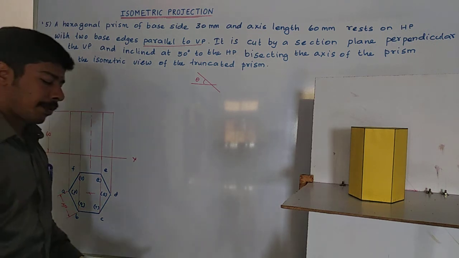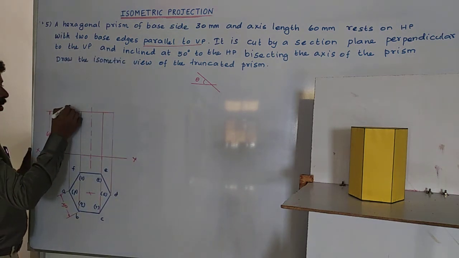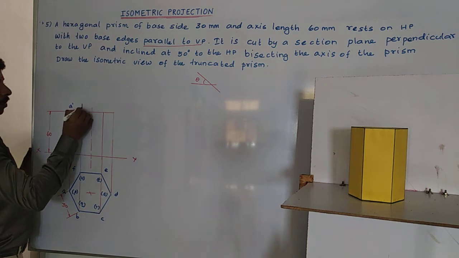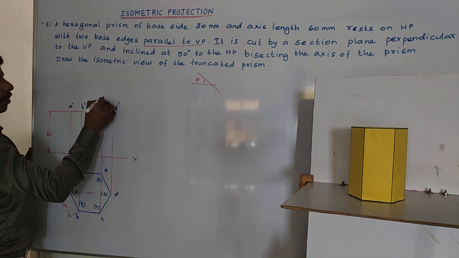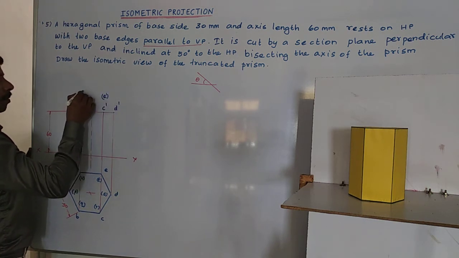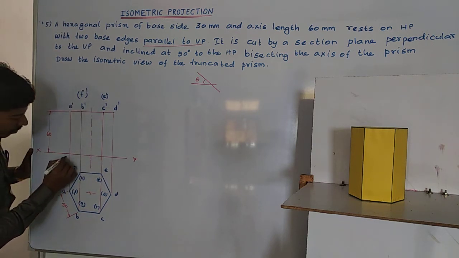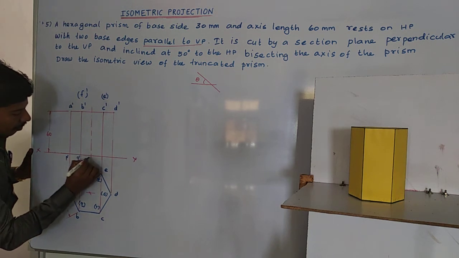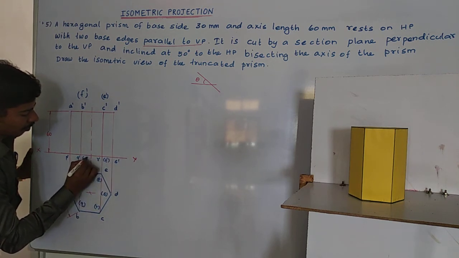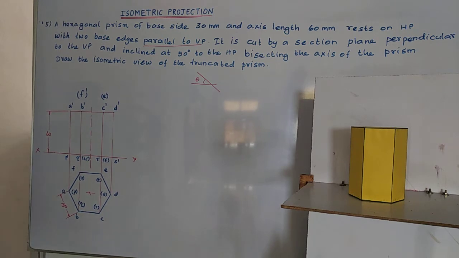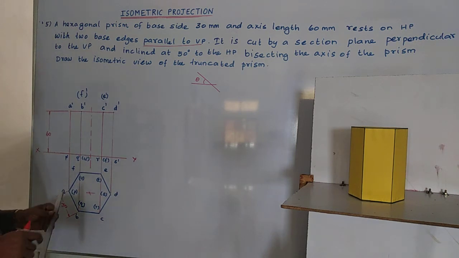Okay, we finished the top and front views. Let us mark the points over here. Next, we try to draw the section plane, the section line.